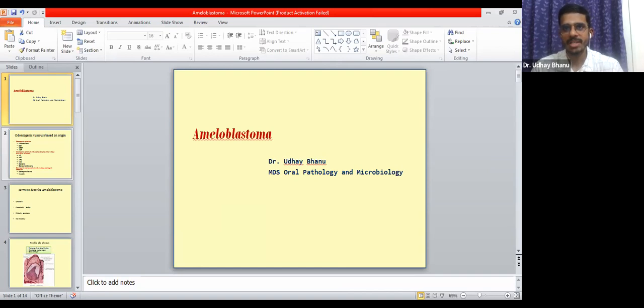So today, as part of this webinar, we will be having a very, very brief session on one of the more common odontogenic tumors seen in the oral cavity, that is the ameloblastoma. Before we go into this, there are certain aspects of our specialty, oral histology and oral pathology, that you need to understand so that you can be in a better state of mind while preparing for the examination.